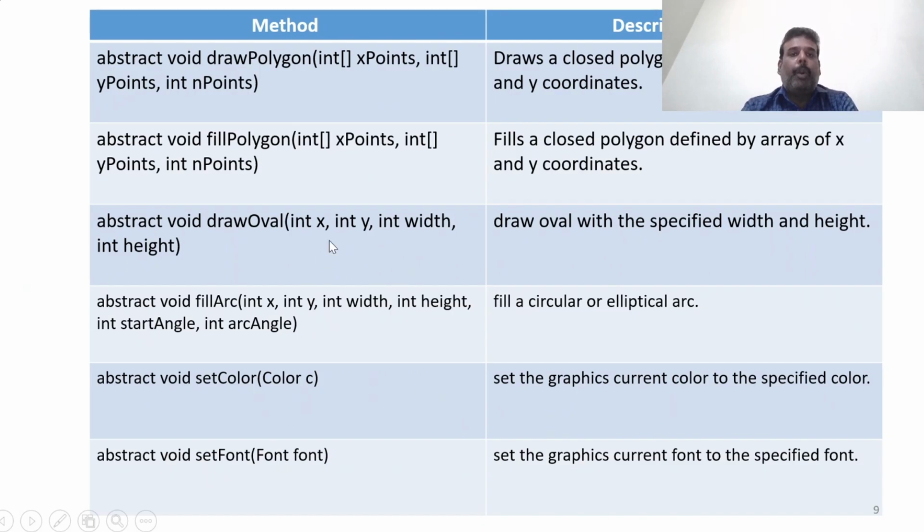And you have to draw a polygon: int x points, int y points, and int n points. So abstract void fill polygon: int x, int y points, and int n points. So you have to draw an oval shape: int x, int y, int width, and int height methods. And we want to set colors for that. We have to use the set color method, and you have to use set font. Any font, you have to use this font method.